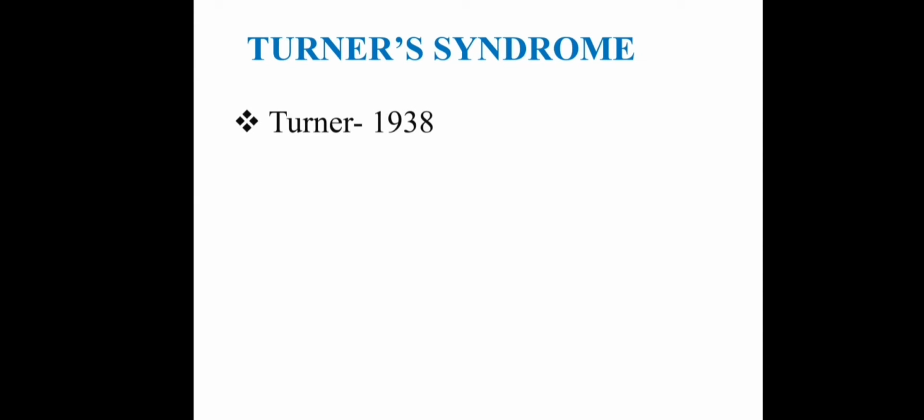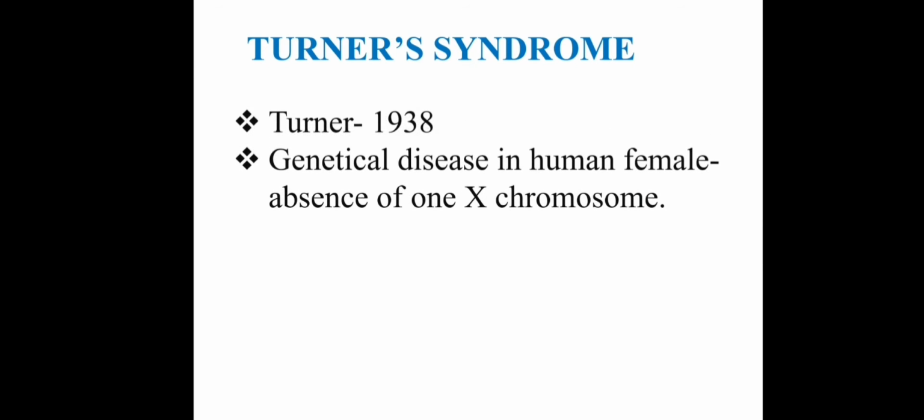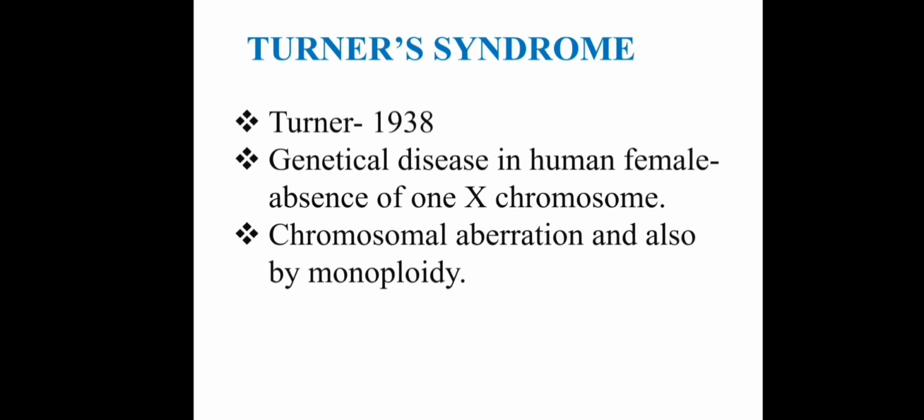Sex determination in female. Example: Turner syndrome. It is a sexual abnormality in female discovered by Turner in 1938. Turner syndrome is a genetical disease in human female caused by the absence of one X chromosome. It is caused by a chromosomal aberration and also by monoploidy, where one chromosome is lost from one pair.